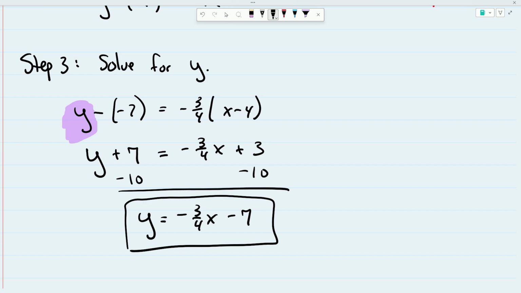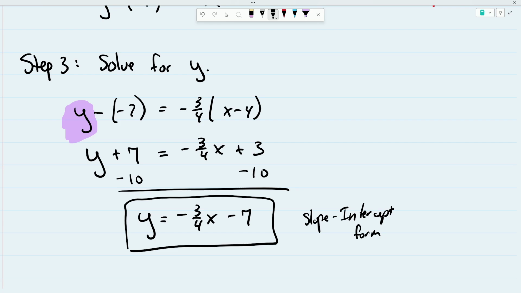Okay? Like I said, this is more universal, all right? But we still get the same result. In fact, what's beautiful about this is by doing it this way, you end up with that slope intercept form, which is what we're really used to seeing. Okay?